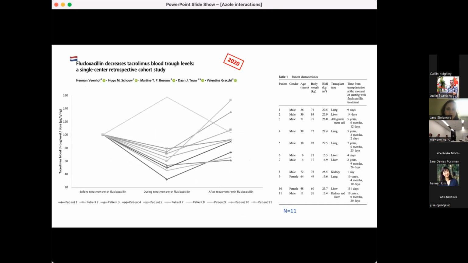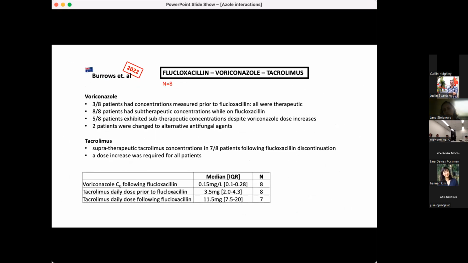So flucloxacillin, this is another report from a Dutch group this time, and again showing the same, that tacrolimus is affected while flucloxacillin is taken. Note that the y-axis is actually concentrations normalized by the dose. So you might not see changes in concentrations, but yes, something is happening. Doses are being increased.